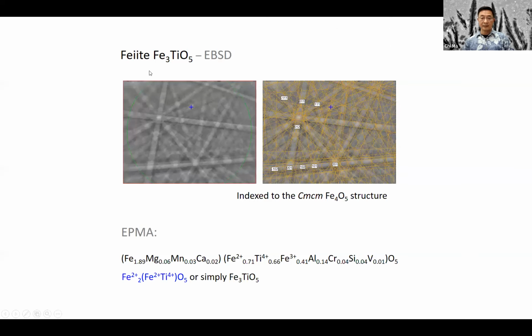The ferrite has a formula of iron 3, titanium 1, and oxygen 5. Ferrite has this Fe₄SiO₄ structure. So its structural formula is this, or simply we can write it as Fe₃TiO₄.